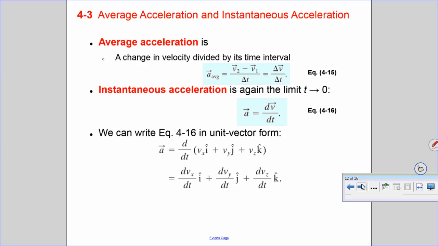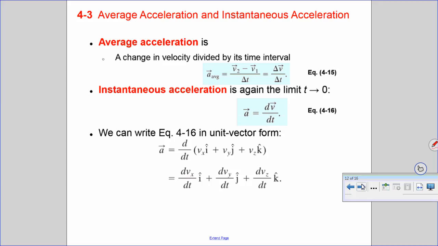Now, today what we need to talk about is finding average acceleration. It's the same thing. We just talked about how to find average velocity and instantaneous velocity by looking at the position, right? So now we're going to do average acceleration and instantaneous acceleration by looking at the velocity.